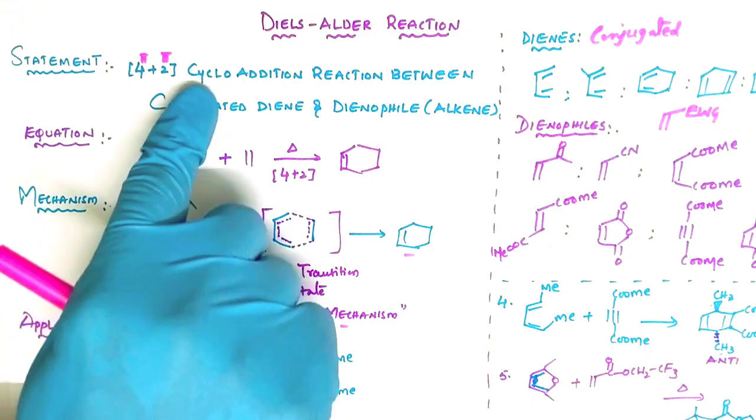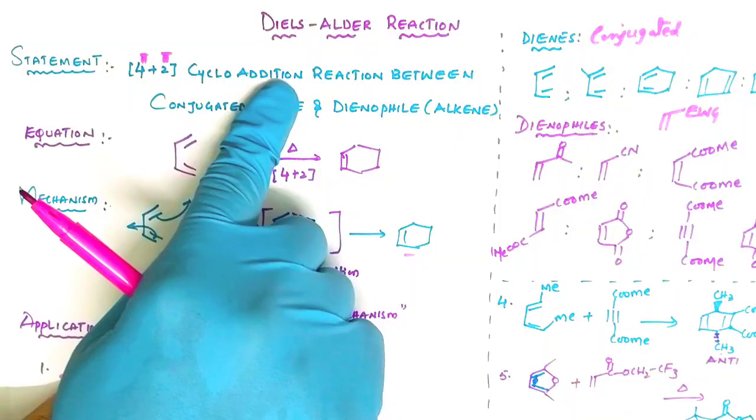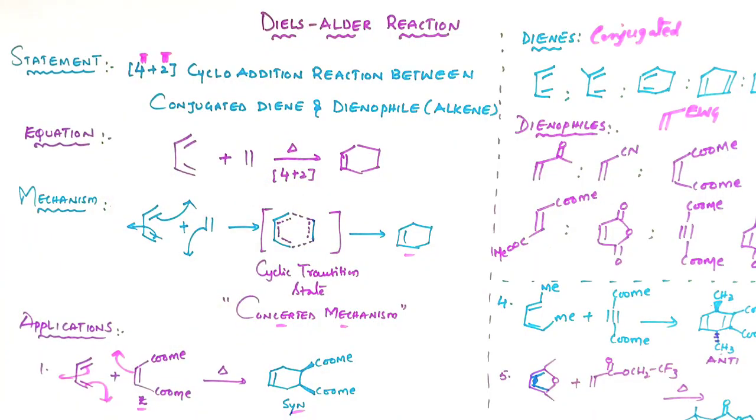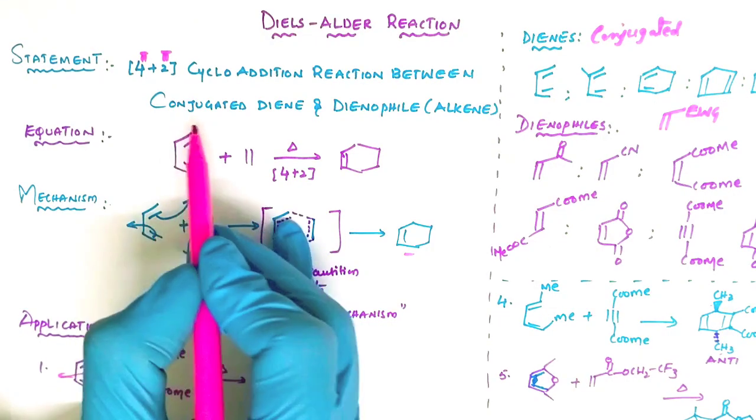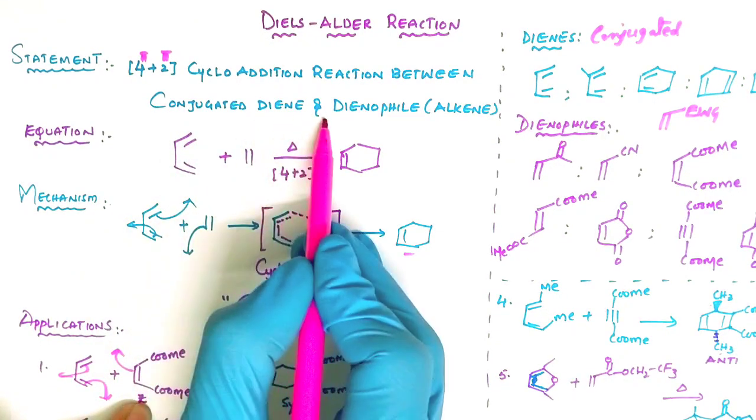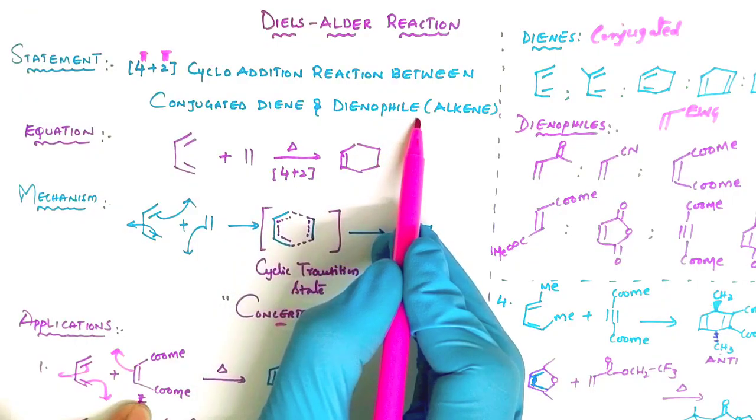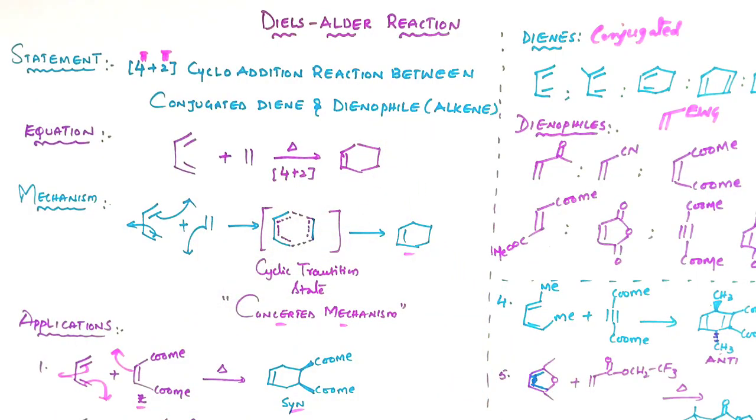But this is which kind of addition? Cycloaddition means whatever the product is formed, the product would be in a cyclic form. Cyclic compounds are observed in Diels-Alder reaction. Okay. What are the reactants here? Conjugated diene and dienophile. Conjugated diene means the alkene which is containing two pi bonds in alternative position.